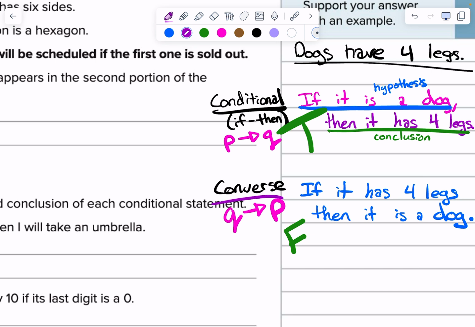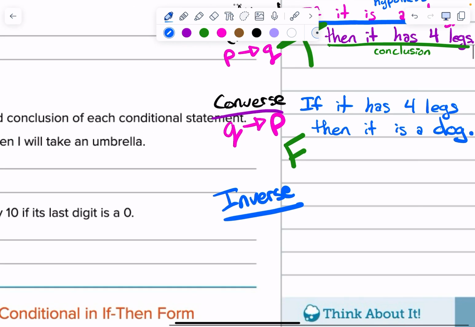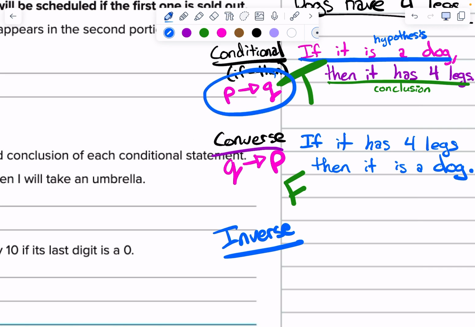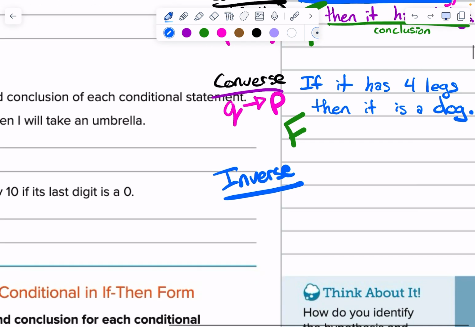Got it? Then we have something called the inverse. Okay? All right, here's what the inverse does. It starts with the conditional, except it puts not in front. So not P, then not Q. Do you know that little squiggle?